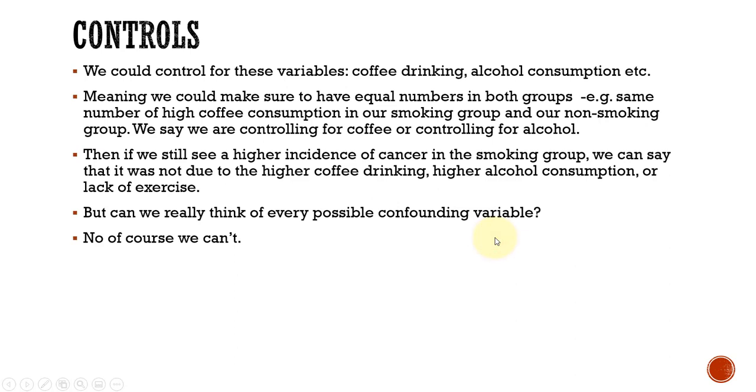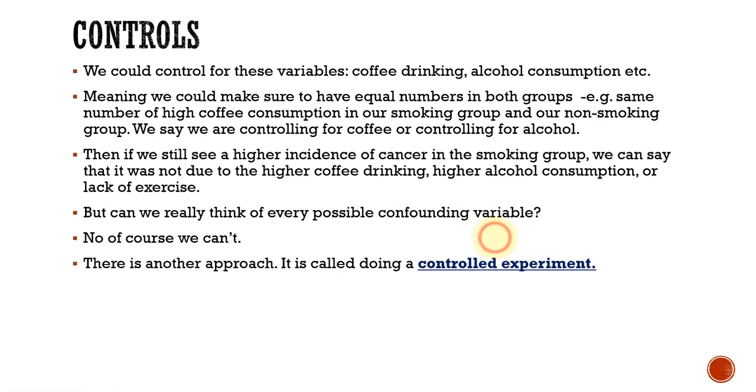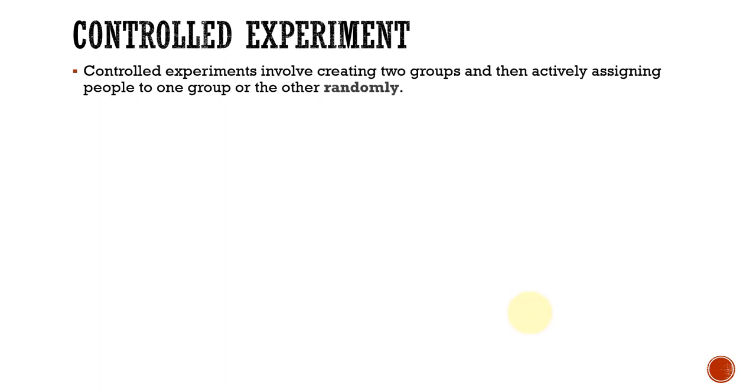So no, we can't do that. But there is another approach, and it's called doing a controlled experiment. So let's talk about what we mean by a controlled experiment. A controlled experiment involves creating two groups and then actively assigning people to one group or the other group randomly.